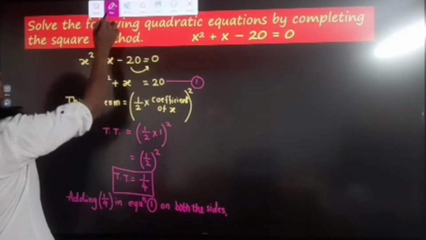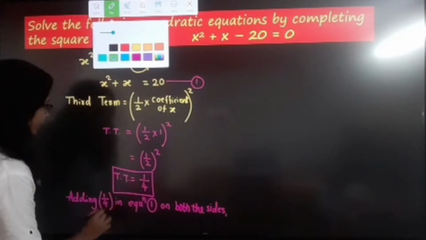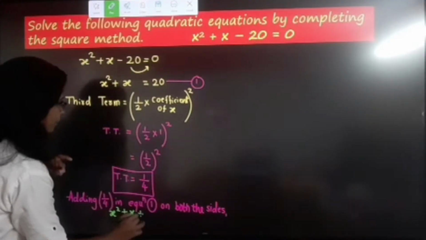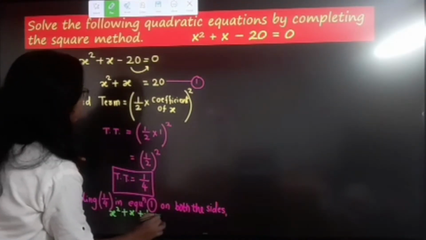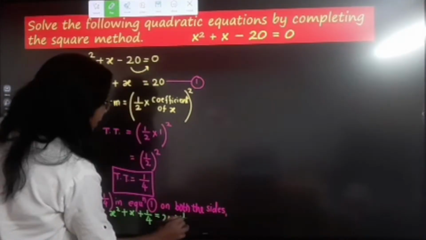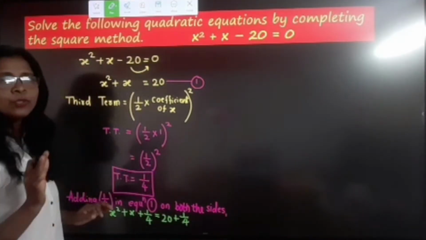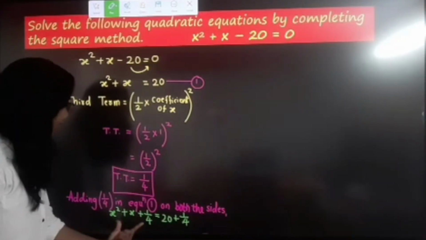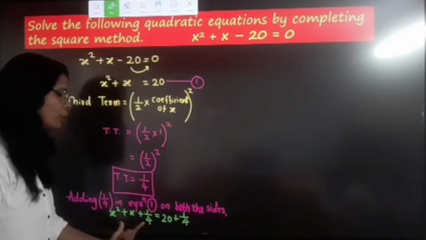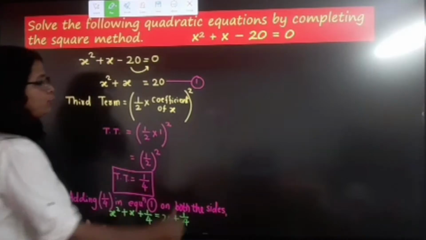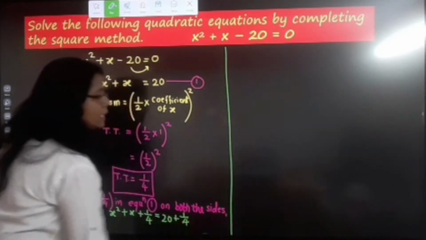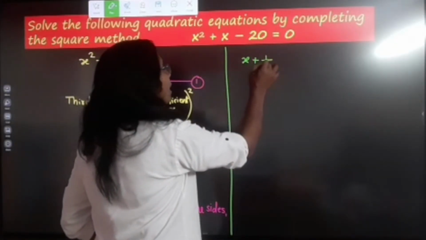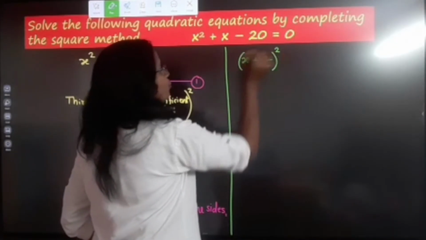So now the next step will be x square plus x plus 1 upon 4 is equal to 20 plus 1 upon 4. Now see, students, x square plus x plus 1 upon 4 is the expansion of x plus 1 upon 2 whole bracket square.